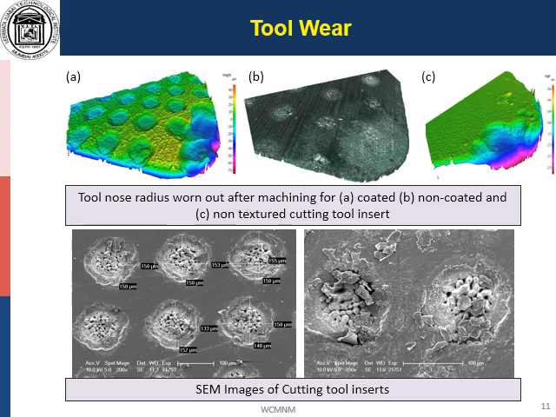This slide shows the resultant wear on the tool after machining. Wear is observed along the edge of the tool nose, exactly at the point where the workpiece and the cutting insert meet. The wear is higher in the non-textured cutting tool seen in figure C as compared to figure A and figure B. This is due to higher concentration of cutting forces, cutting vibration, point friction and localizing.